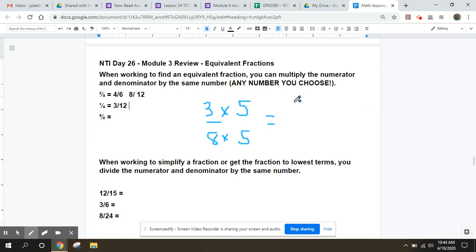And so 3 times 5 is 15, and 8 times 5 is 40. So 15/40 would be an equivalent fraction for 3/8. All right, I think you get the idea there. So let's move down to my next sentence.